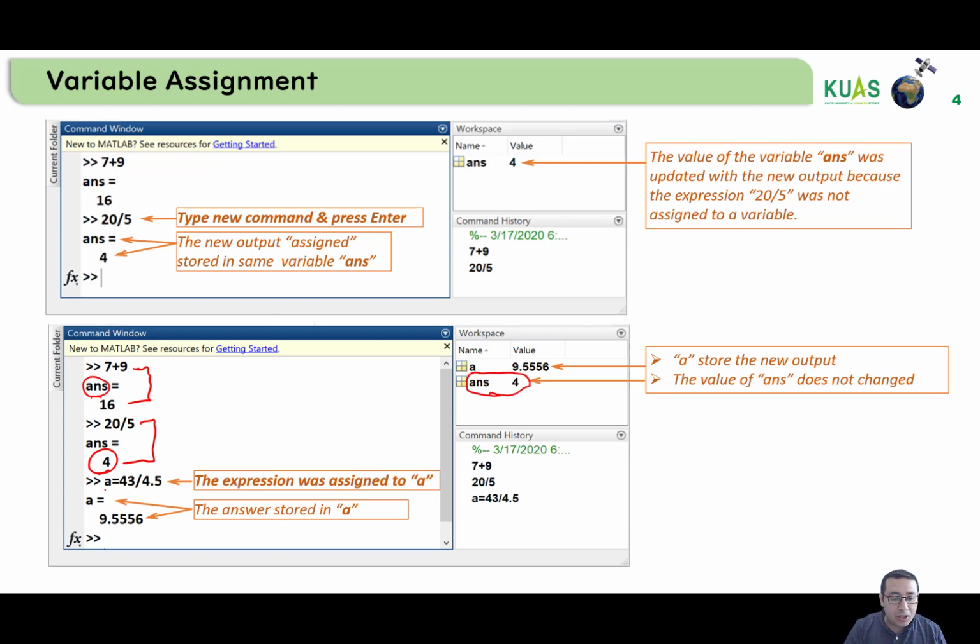Here we defined a new operation: A is equal to 43 divided by 4.5. The output for A is equal to 9.5556, and this value is defined here. So now we keep both outputs: A with its value and ans with its value. And of course, all the expressions we wrote are saved in the command window, and that is very important. We can call them back again.